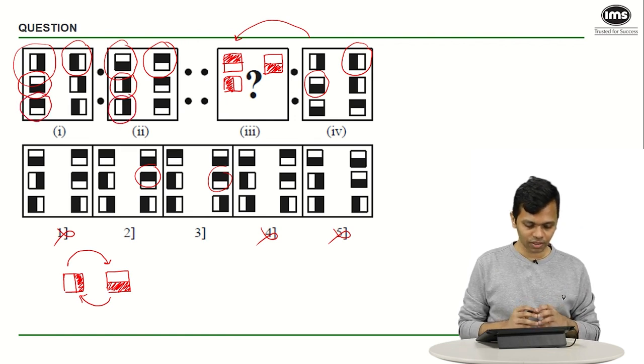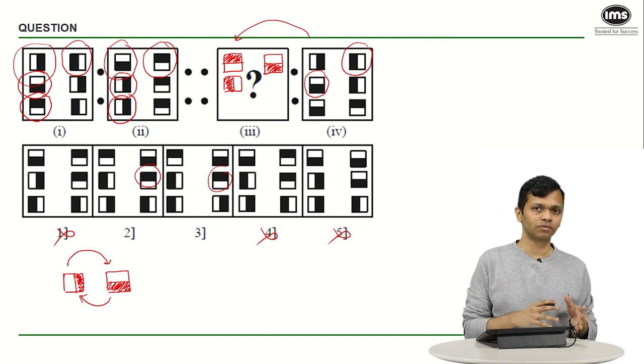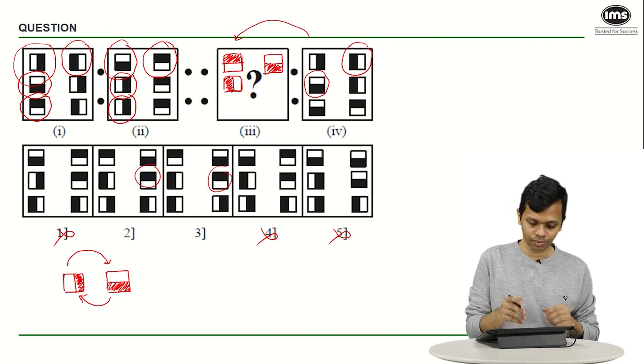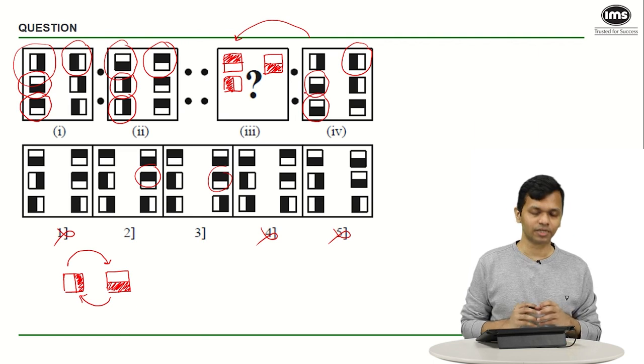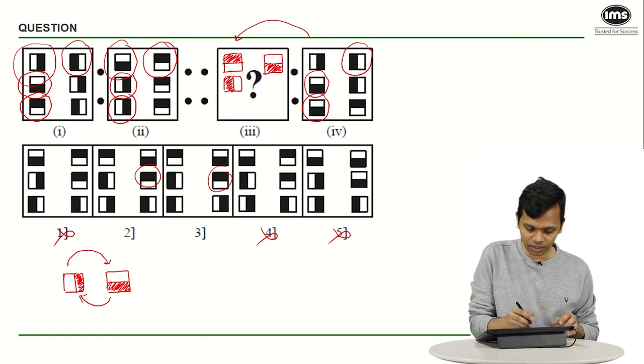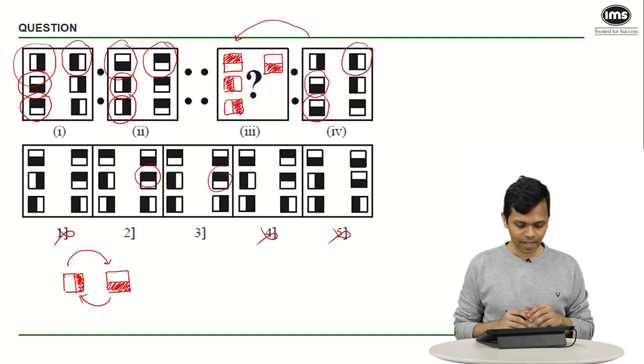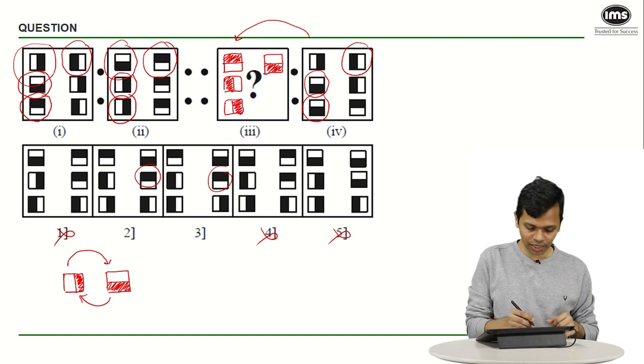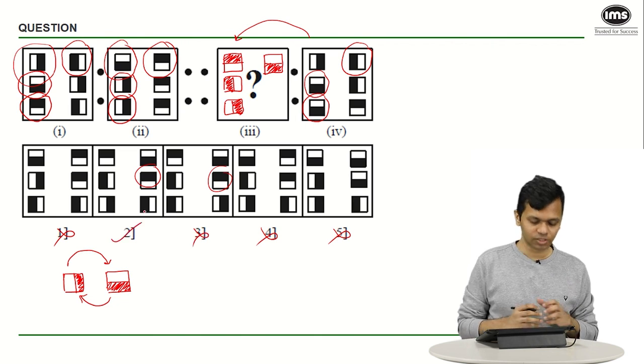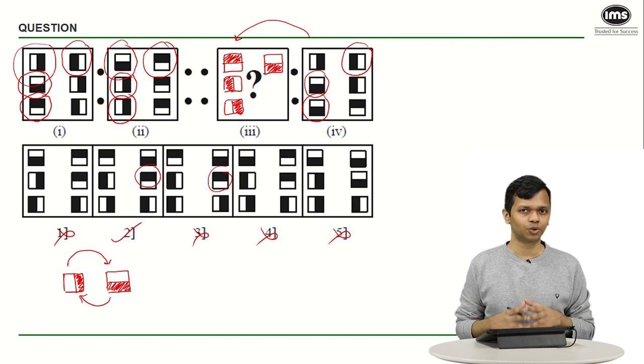So the bottom left one, what is happening from 2 to 1? From 2 to 1 it is anti-clockwise movement. So I'll have to do the same thing here as well. Again an anti-clockwise rotation, which means my answer should have shading on this side. And with this, we can actually eliminate option 3, and that gives us our answer, which is answer option 2.